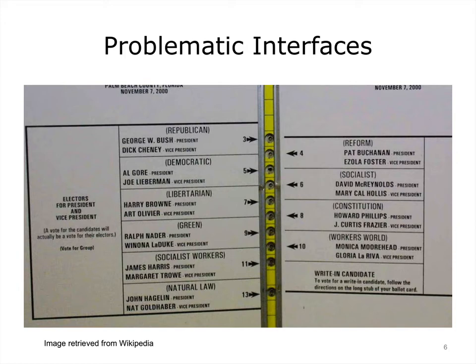Many of you are familiar with this controversial and confusing Florida ballot from the 2000 election. This is an interesting example of a deeply problematic interface design that was done without attention to human factors principles, resulting in significant consequences. Even something as mundane as a poorly designed ballot can result in significant usability problems and may result in genuine consequences.